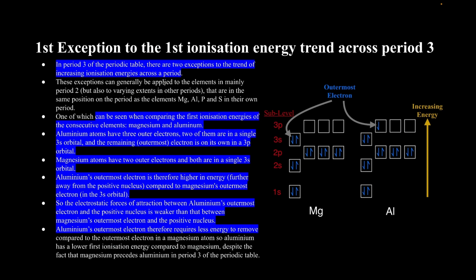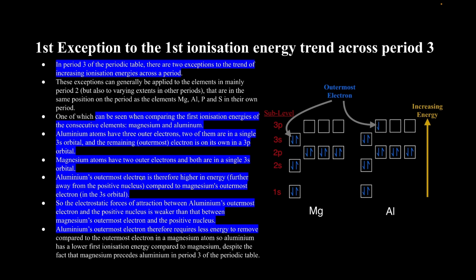So one of these exceptions we're talking about can be seen when comparing the first ionization energies of the consecutive elements magnesium and aluminium. The reason for this is aluminium atoms have 3 outer electrons. 2 of them are in a single 3s orbital, and the remaining electron, which is the outermost electron, is on its own in a 3p orbital. Magnesium atoms have only 2 outer electrons, and both are in a single 3s orbital. So the outermost electron for magnesium is this one here, and the outermost electron for aluminium is this one here.